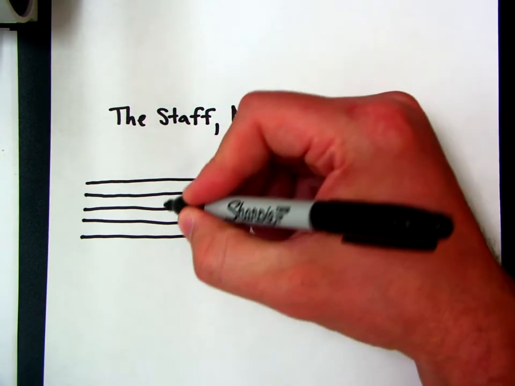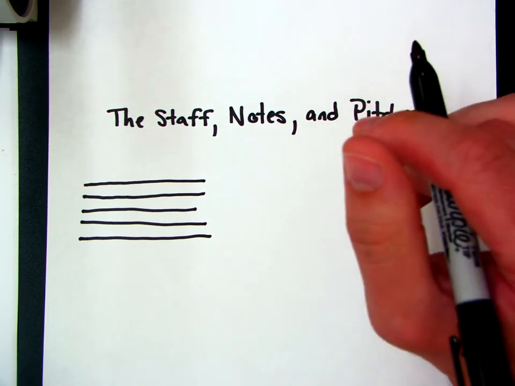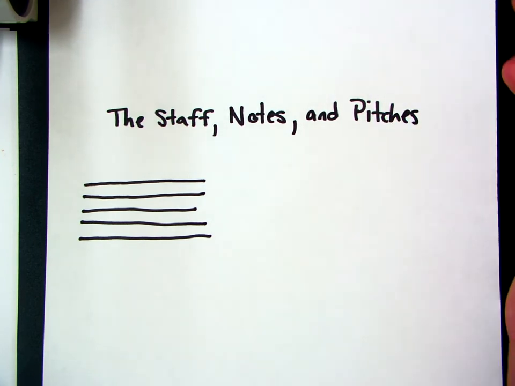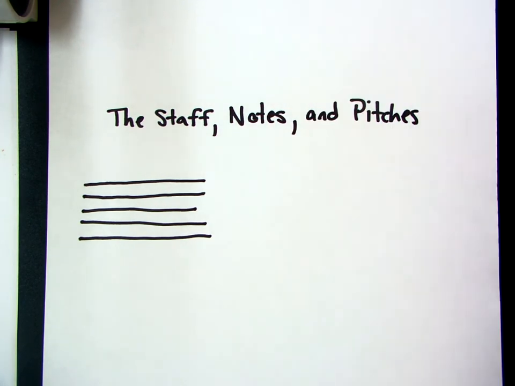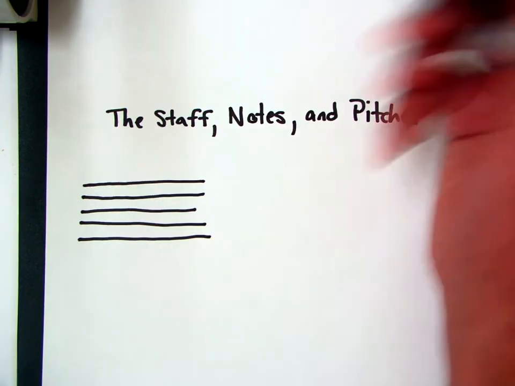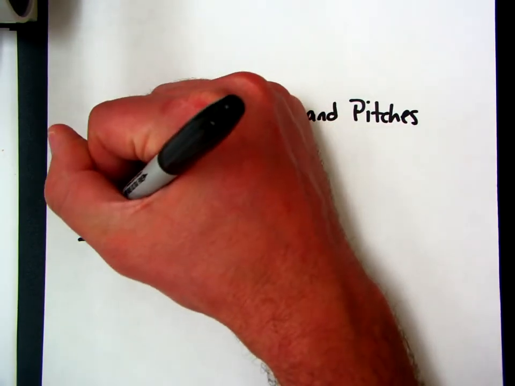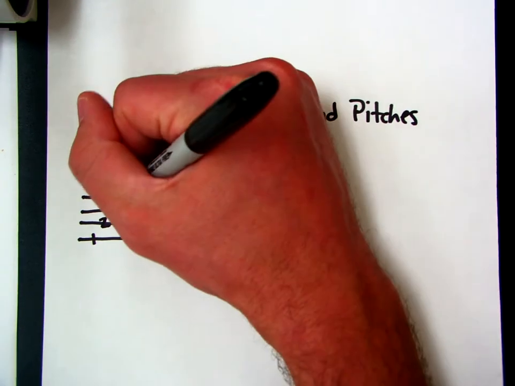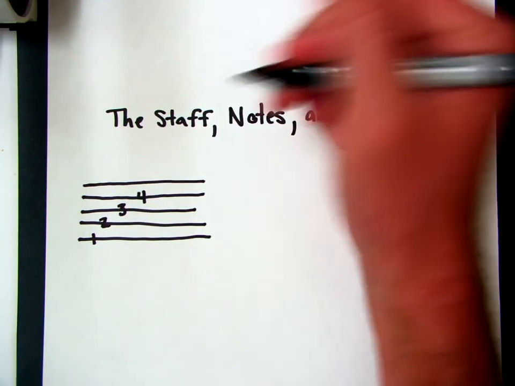Now, each of those different lines and spaces, in order to understand them and to use them in a way that makes sense to everyone, at least when we're learning, is to number them. And we always number them from the very bottom to the very top. So line number 1 is this one here. Line number 2 is the second line going up. Line number 3 is here. Line number 4, and then line number 5.